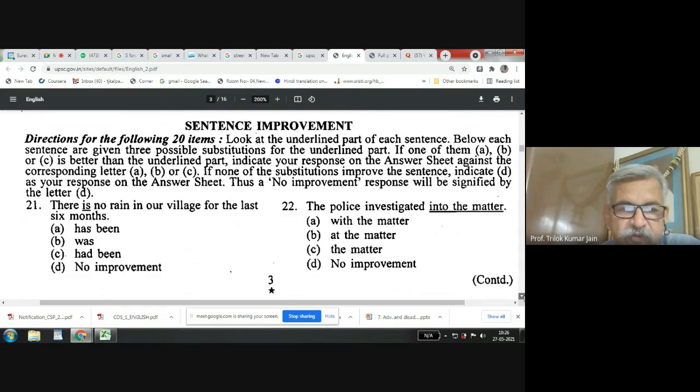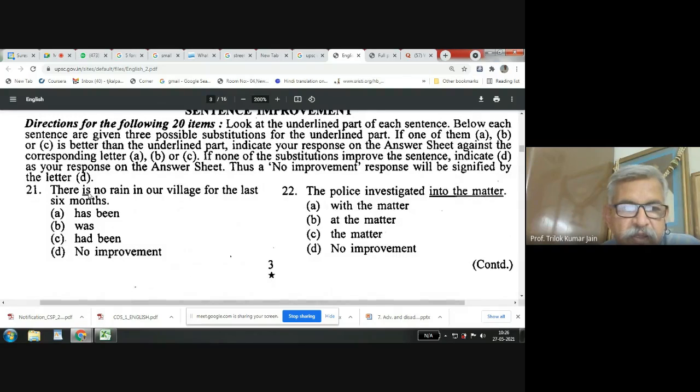Let us look at the first sentence. There is no rain in our village for last 6 months. What is the correct answer? A, B, C. Can you type your answer? Since it is recent past 6 months, we will use has been. There has been no rain in our village for the last 6 months. The correct answer is A.